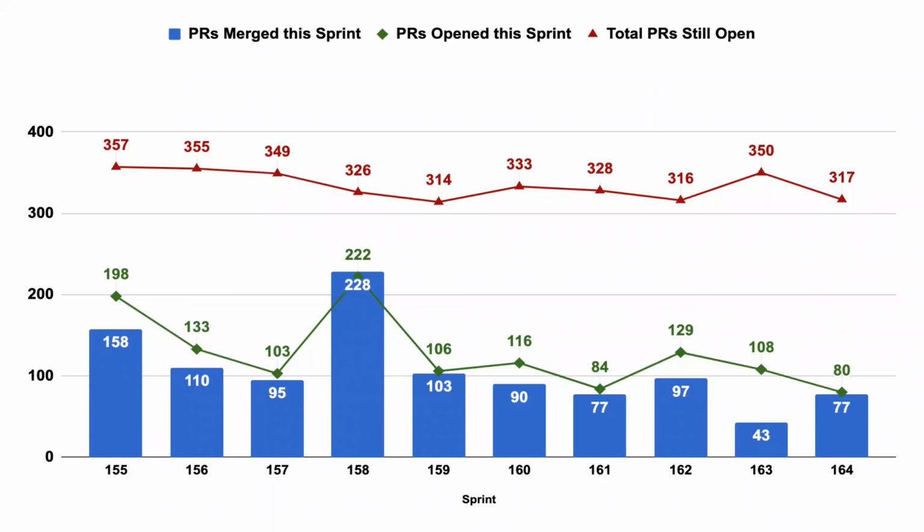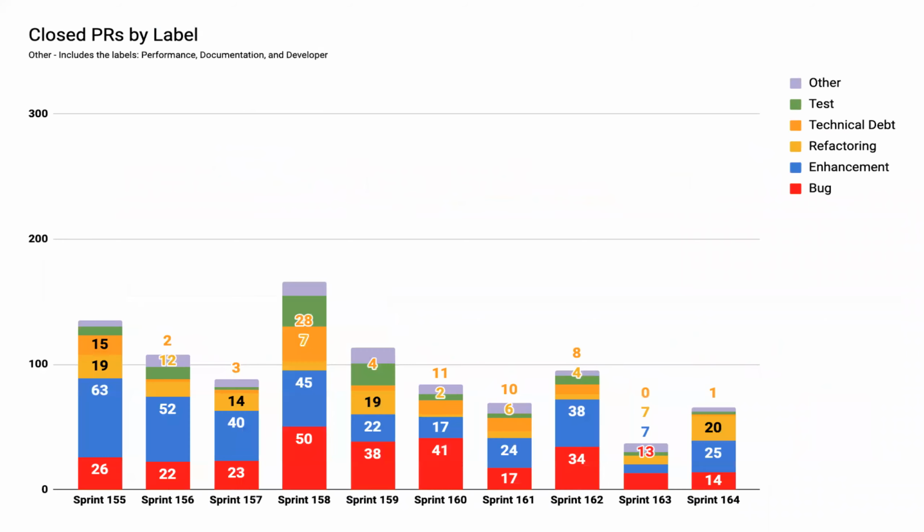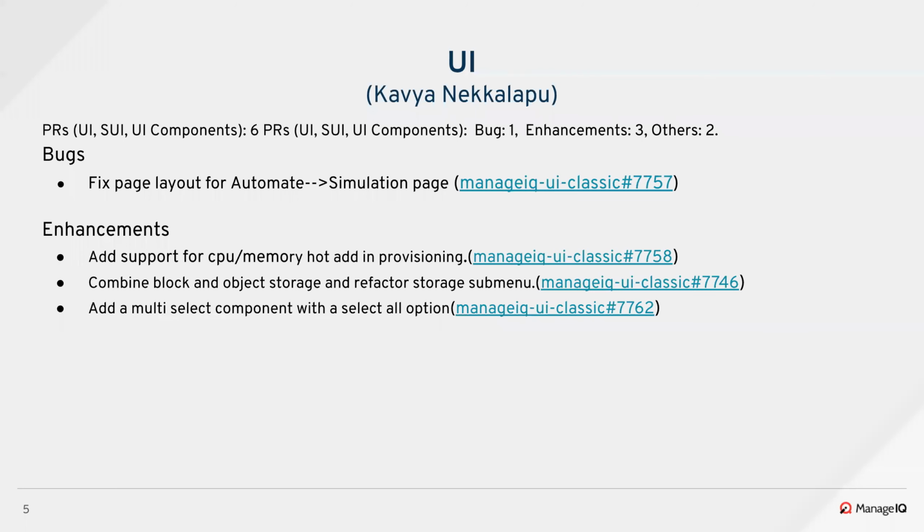This sprint our pull request merge count went back up from a low of last sprint, while our pull requests opened trended down a little bit, so it seems like it's matching roughly sprint 161. I'm hoping that as we have more people working on the project, these numbers will start trending upwards as we go forward. In terms of the split, 25 enhancements, 14 bugs, 20 refactorings, and the rest sprinkled around. With that, I'll turn it over to Kavya.